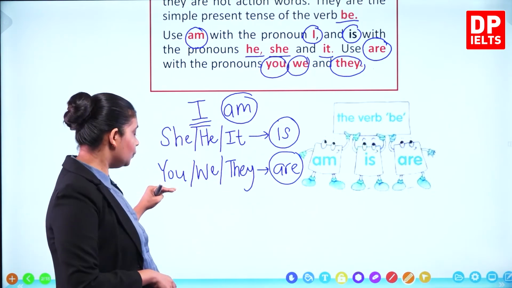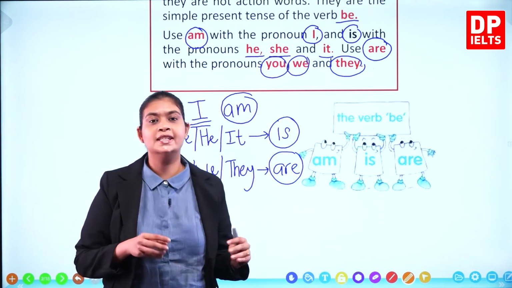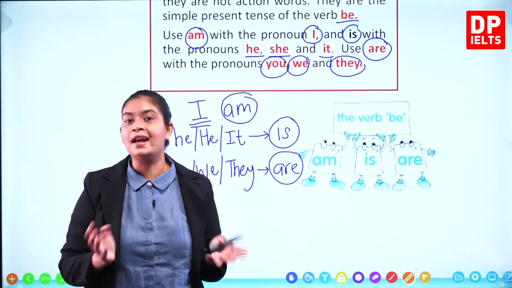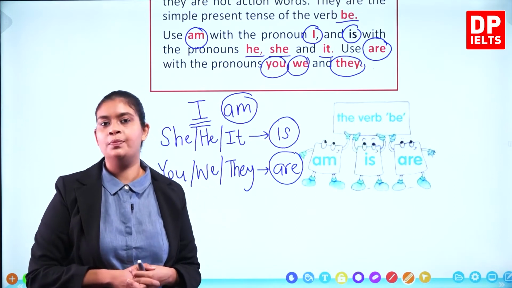Remember, you, even though it is like a singular, it means you, right? It acts like a plural pronoun.